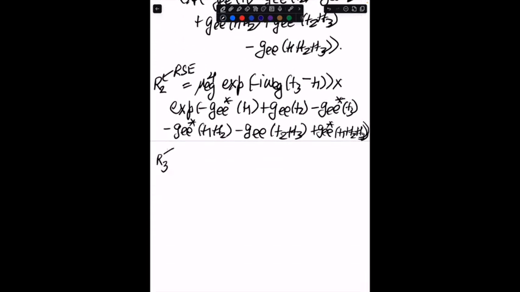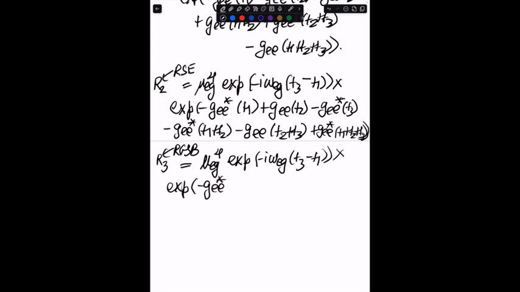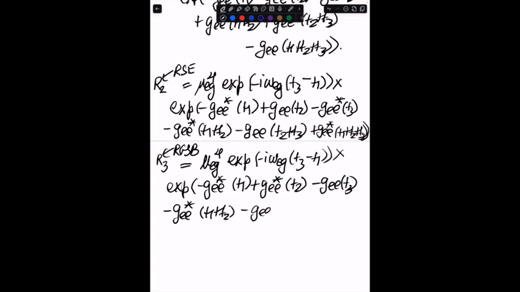Then we go to R3, which is your rephasing ground state bleach, and is equal to the oscillator strength squared, exponential of minus i omega_Eg (T3 minus T1) times exponential of minus G*(T1) plus G*(T2) minus G(T3) minus G*(T1 + T2) minus G*(T2 + T3) plus G*(T1 + T2 + T3).